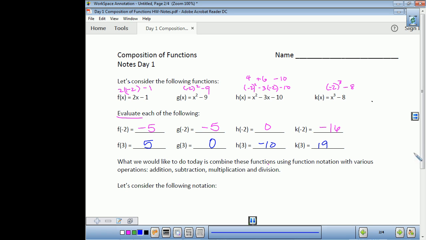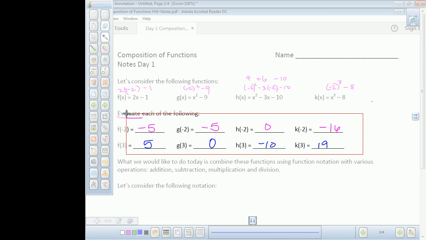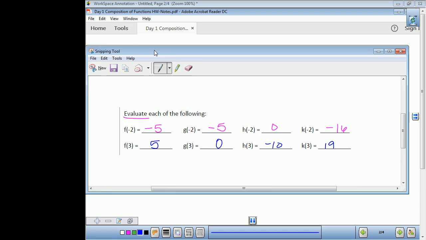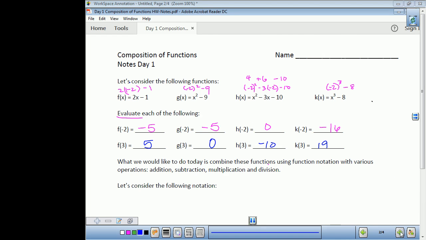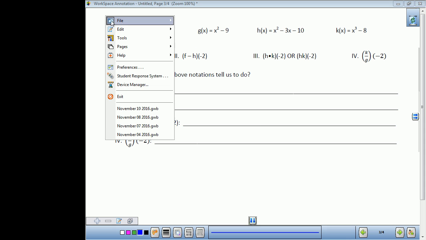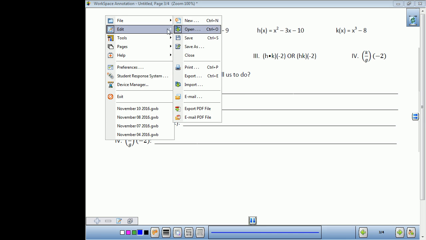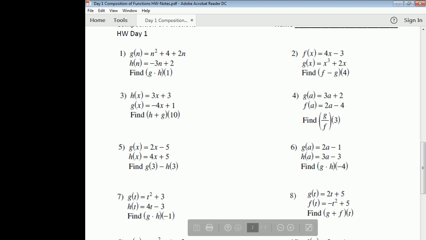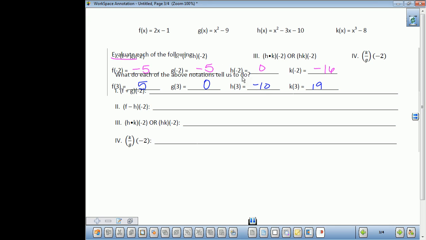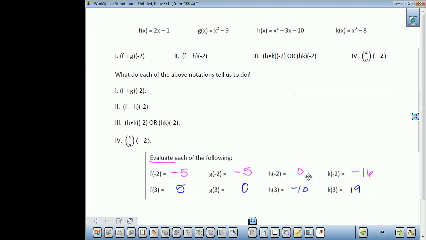Okay, so we know how to evaluate, and I'm going to snip these and I'm going to steal them for our next page. So let's snip. We'll copy these. That way we can see it when I move on.